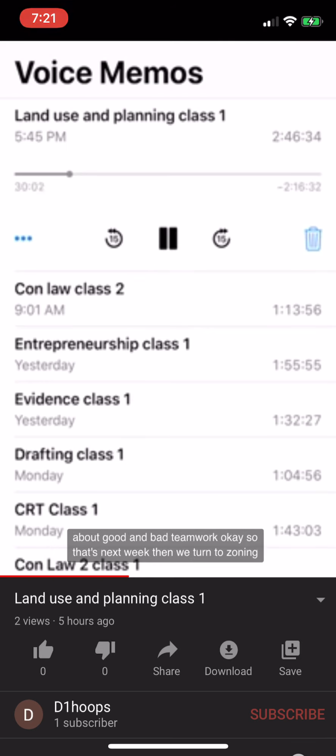Then we turn to zoning, zoning amendments, flexible zoning techniques, and some of these skills in using facts, reasoning, and findings.